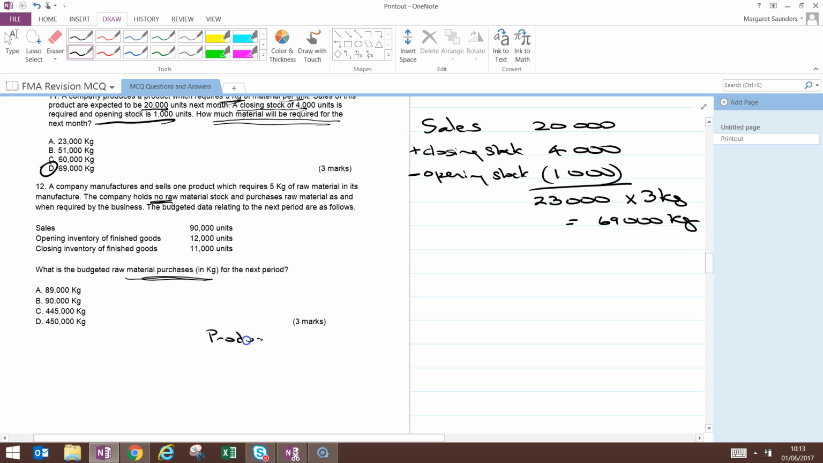Production budget comes first, then material usage, then material purchases. And if we were asked for a labour budget, you work that from your production budget as well. So here we're asked for the material purchases. So we're going to have to go through these stages. We're going to have to do our production budget first. So we've already done this twice.